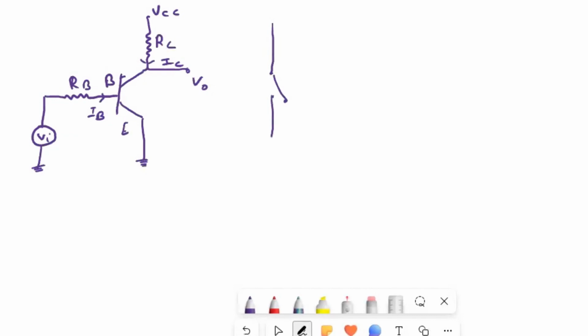So when this transistor works in the cutoff region, it works as an open switch. The resistance offered by the transistor will be very high, so it acts as an open switch in the cutoff region. While when we operate our switch in the saturation region, it acts as a closed switch, meaning it offers a very low resistance.